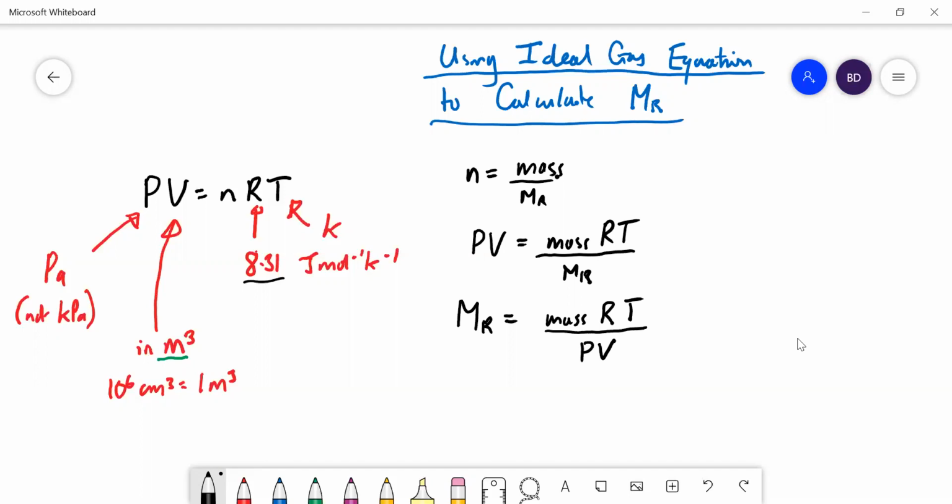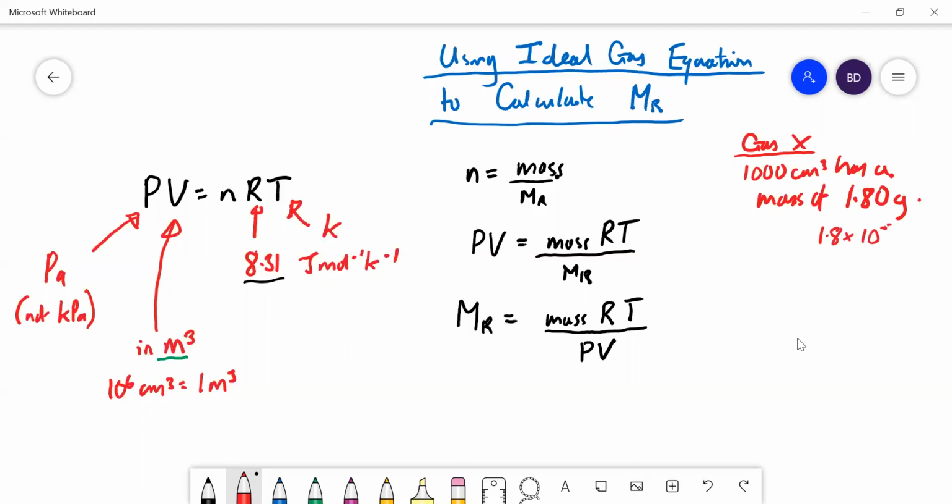So let's do an example. We've got a gas here, gas X: 1,000 centimeters cubed of gas X has a mass of 1.80 grams. What they're essentially telling us here is the density of the gas, isn't it? It's 1.8 grams per 1,000 centimeters cubed. We usually measure density in units of gram per centimeter cubed, so that's going to be 1.8 times 10 to the minus 3 gram per centimeter cubed. For density, you normally use that little symbol, rho.